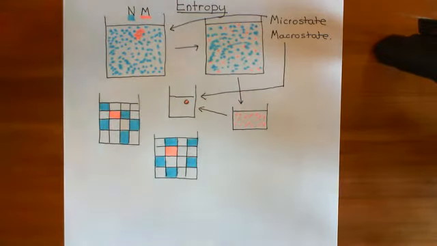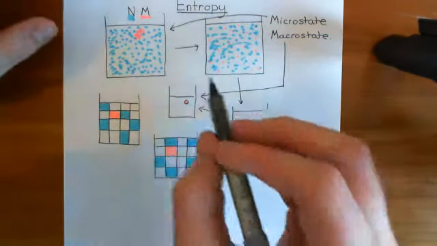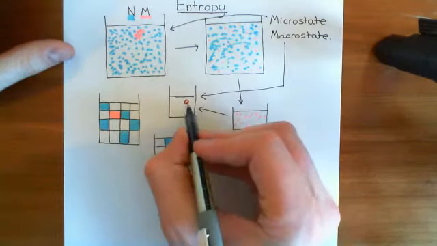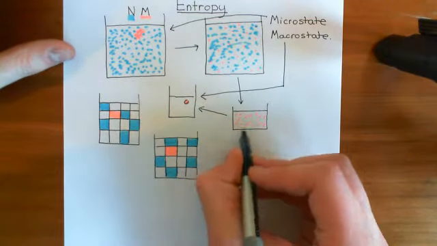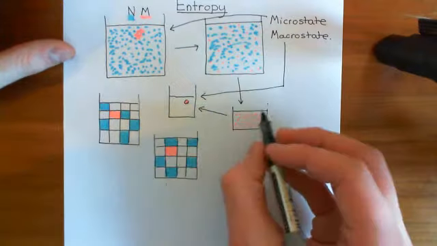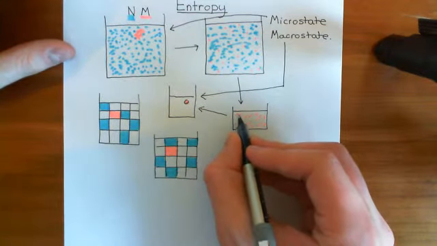So let's discuss this again. Okay, so basically the reason you never see this going back to this is because the number of microstates, i.e.